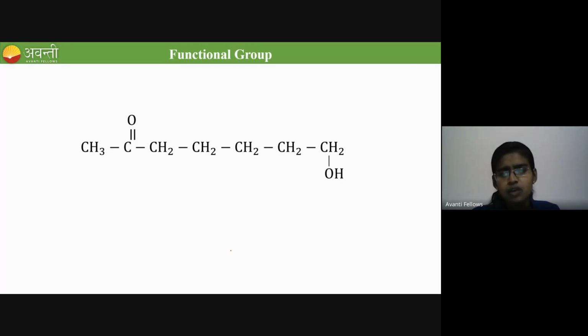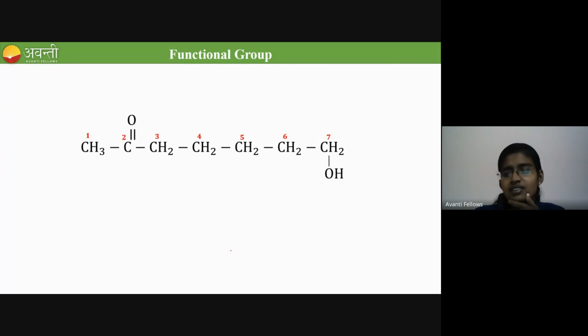Here, how many types of functional groups we have? 1 or 2? 2. What are those 2? Anvisha, 1 we are having? No, we are having 2. What are those 2? Ketone and alcohol. Yes, very good. Now you see, the numbering is from left to right. Very good, Bharat. It is ketone and alcohol.